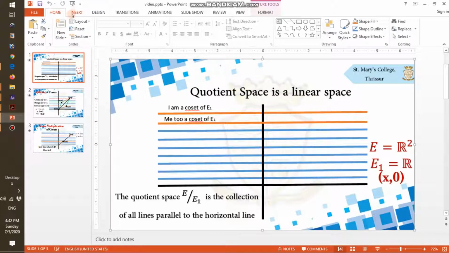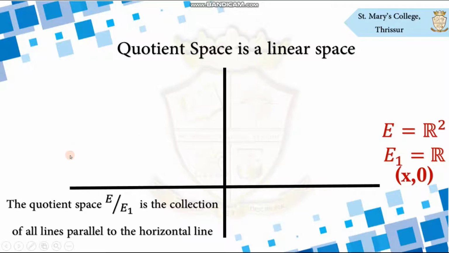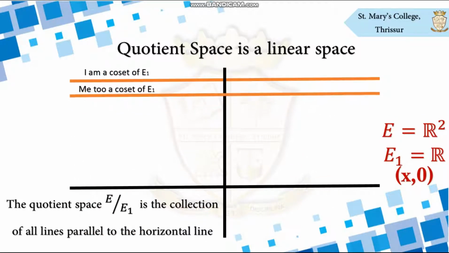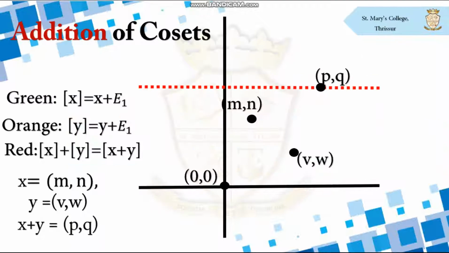Now, before closing this, we have some algebraic and geometric discussion on coset addition and scalar multiplication of cosets. So we are taking a quotient space. I just want to show you geometrically how coset addition is happening. Here we are taking the vector space to be R2, the Euclidean plane, and the subspace here is R, the horizontal line. Here I am getting a coset of E1, then this is also a coset, then we have many cosets. So here the quotient space E by E1 is the collection of all lines parallel to the horizontal line.